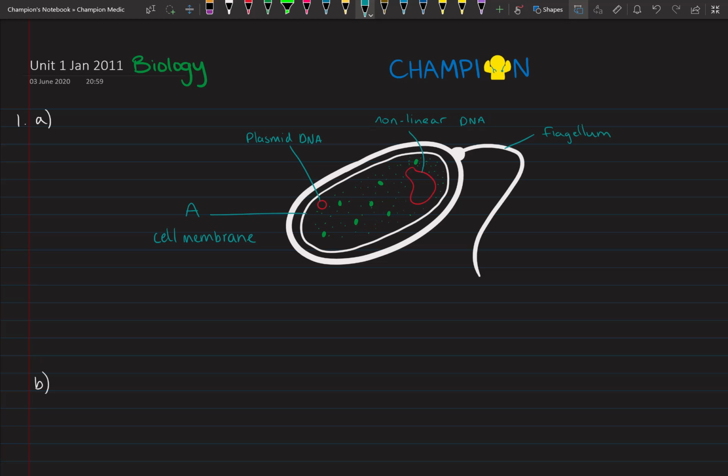And you can also see the cytoplasm, which is the other bit, and the 70S ribosomes. 70S ribosomes, yep. There's also the slime capsule on the outside. Yeah, so we're finished there.